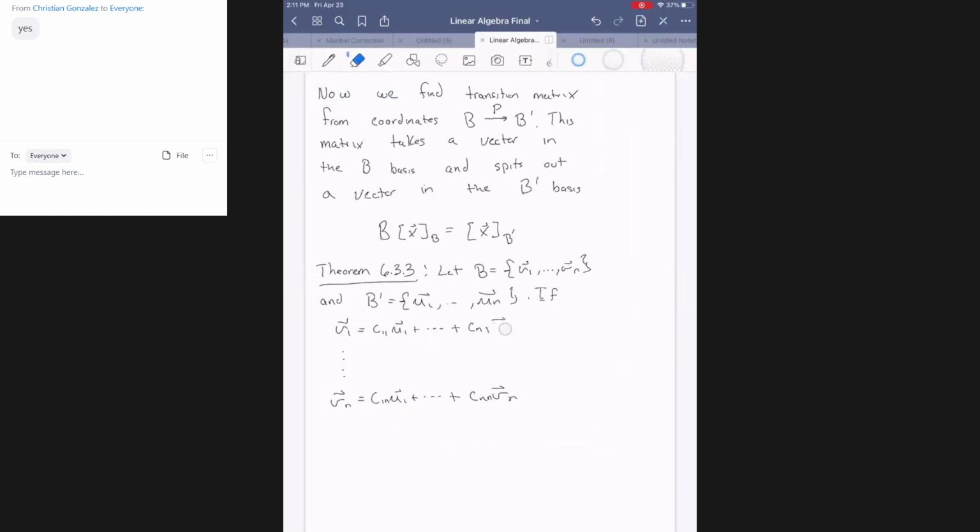And there should be a U. Then I can say P is equal to C11 all the way to Cn1, C1n, is the transition matrix from B to B prime, okay?